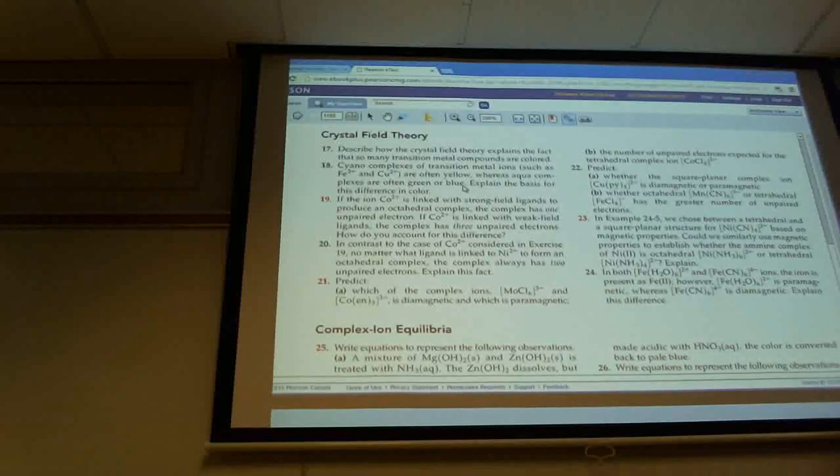You just look at the ligands as being negative charge density. If you really want to look at the orbitals and the ligands themselves, you would have to use what theory? Crystal field theory approximates the ligands as being negative charge density, point charges. You have to use ligand field theory.